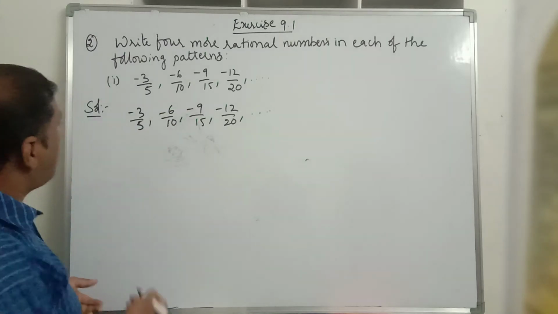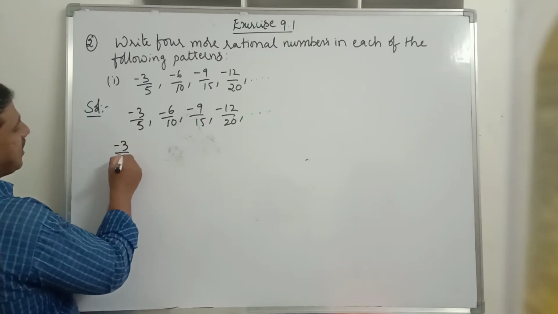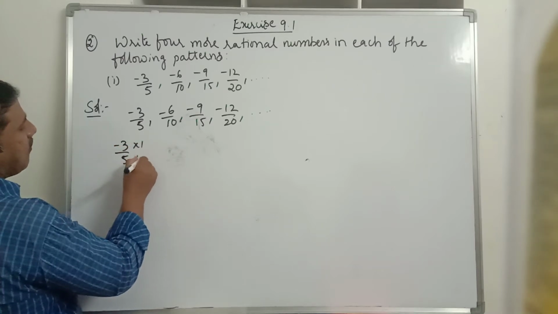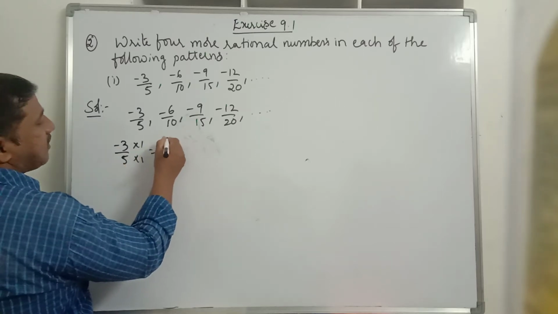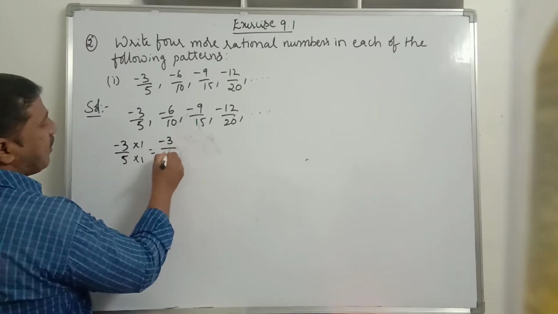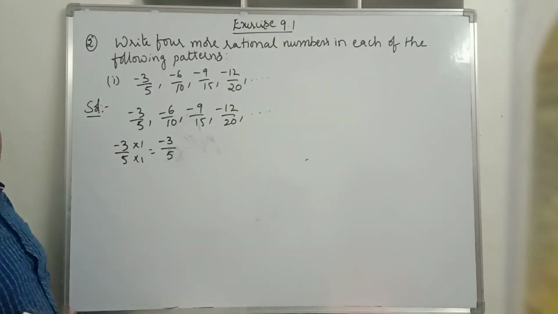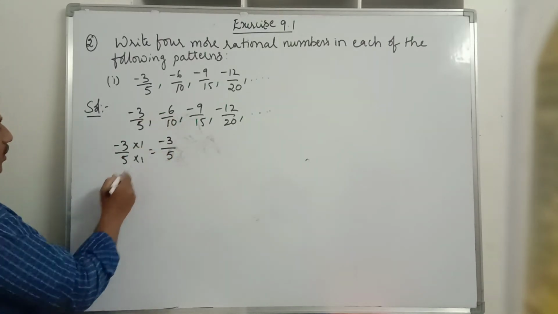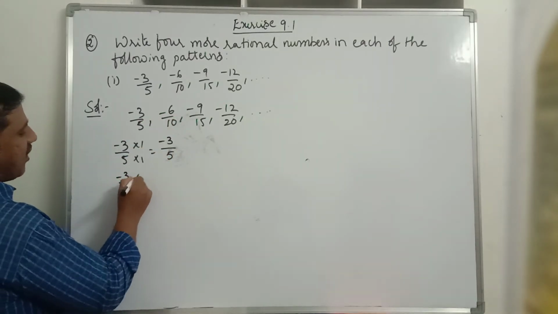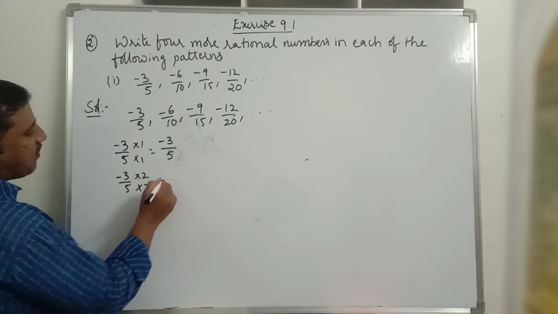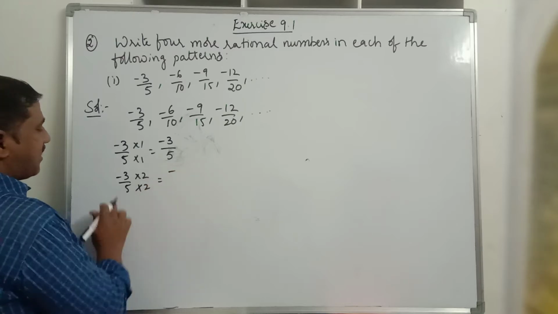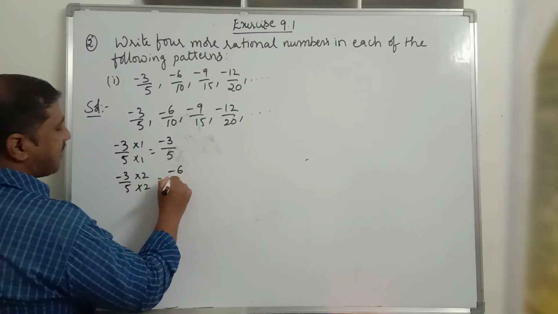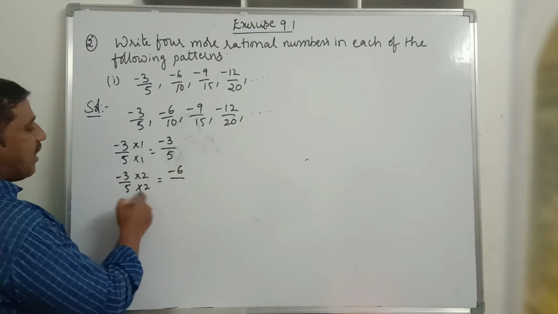Next, what do we get? You see the first one, it is minus 3 by 5 into 1. Minus into plus, it is minus 3 into 1, 3, divided by 5 into 1, it is 5. That is the first rational number we got. For the second rational number, minus 3 by 5 is multiplied with 2 in both numerator and denominator. We get minus 3 into 2, 3 2s are 6, divided by 5 into 2, 5 2s are 10.